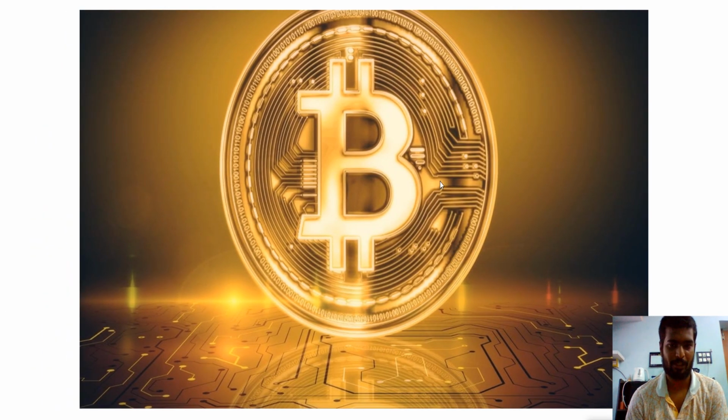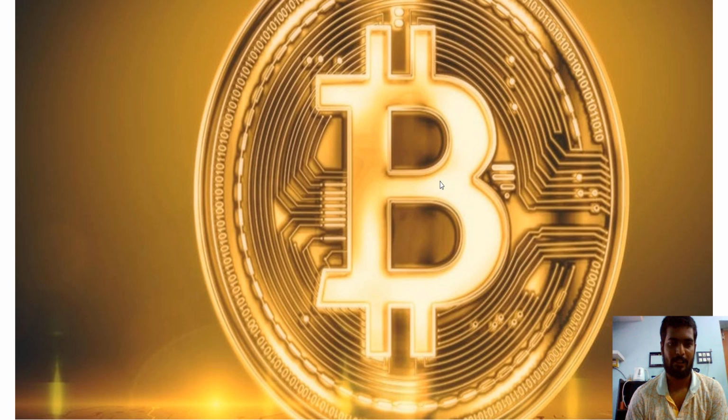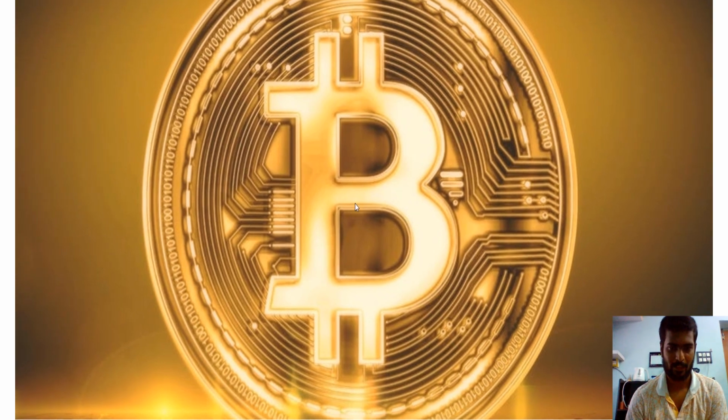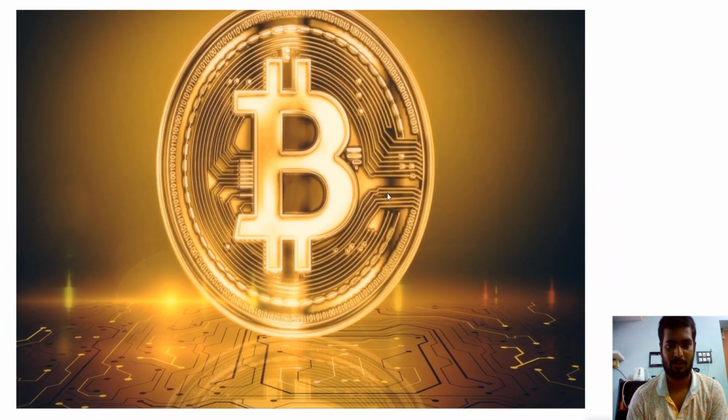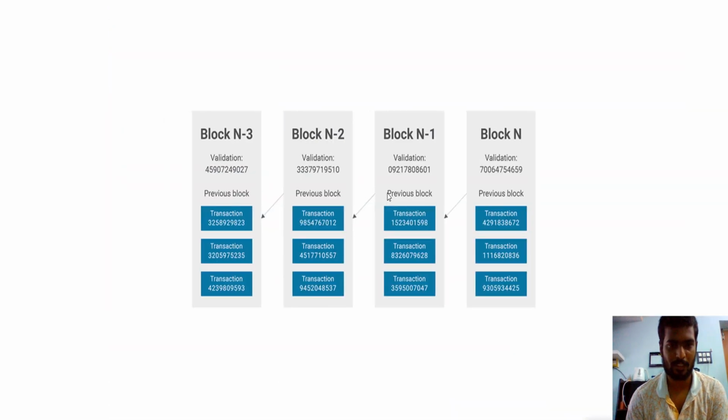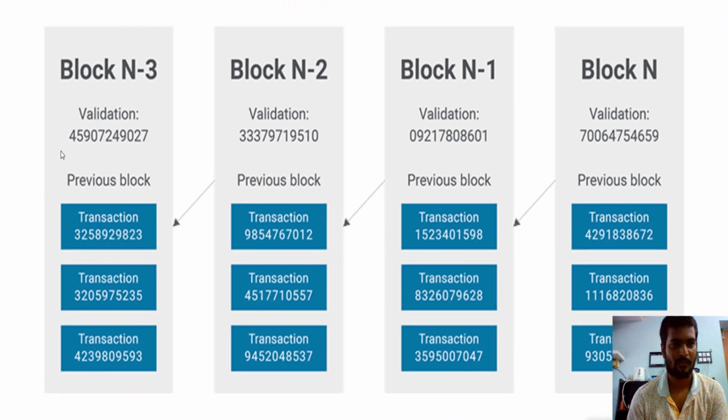Okay, let's discuss this Bitcoin. A Bitcoin is just a linked list, a blockchain list. It has only the transactions. I can show you. Here you can see a Bitcoin is a blockchain. It has blocks.